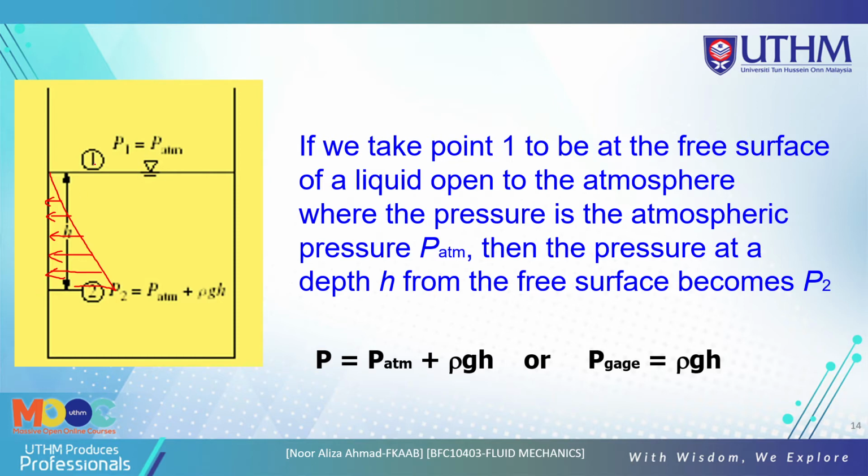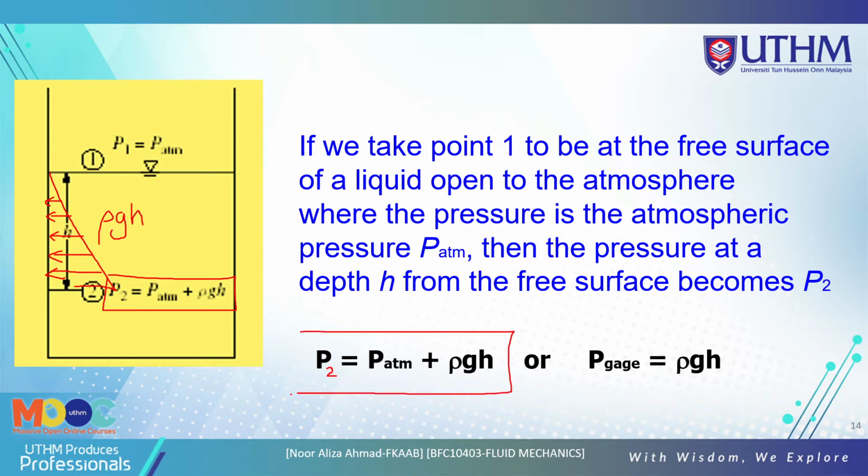The pressure at point 1 is P atmosphere. To get the pressure at point 2, you must include the pressure at point 1 plus the pressure in this fluid, rho g h here. So the pressure at 2 is P atmosphere plus the density of this fluid times g times the depth H. That's why we get the pressure at point 2 is equal to atmospheric pressure plus gauge pressure. This is also called gauge pressure, so we get the P gauge here.